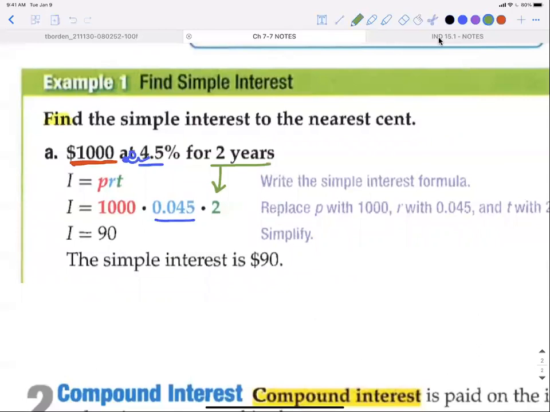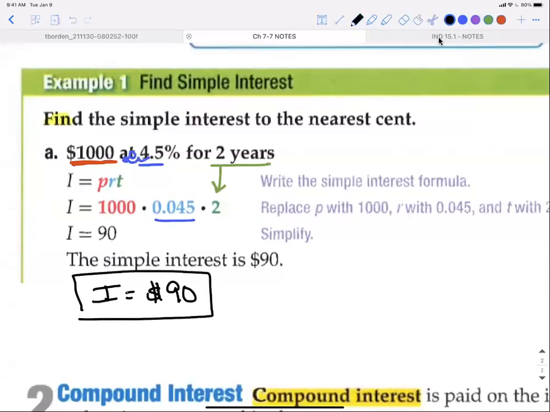Now you do not have to write out the simple interest is. Okay, I teach math, I don't teach English. We don't need a bunch of words here. You would just simply, as your answer, need to write that I equals $90. You do need the dollar sign. Okay, so that's what you would put as your answer to find the simple interest.